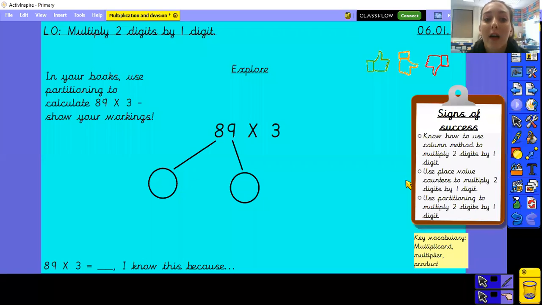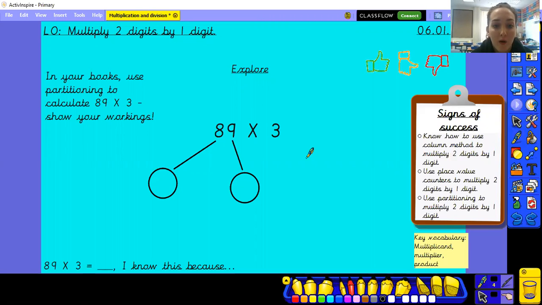Okay, so now we're going to have a go at a different method to multiply two digits by one digit. So here we have 89 times 3, and we're going to use the method of partitioning to calculate our answer. Some of you may be familiar with this method, but I'm going to talk you through how we do it to start with. Here we need to partition 89 into two parts.